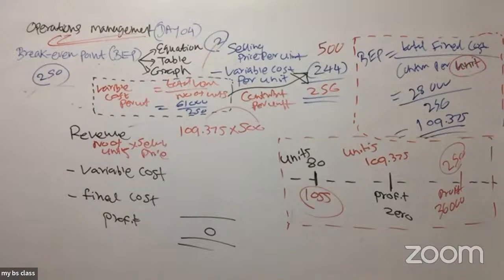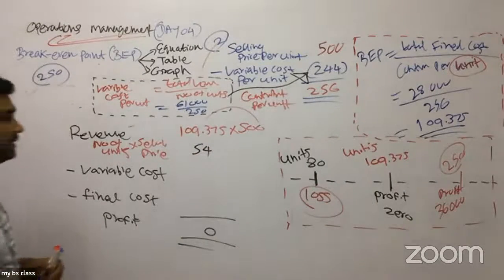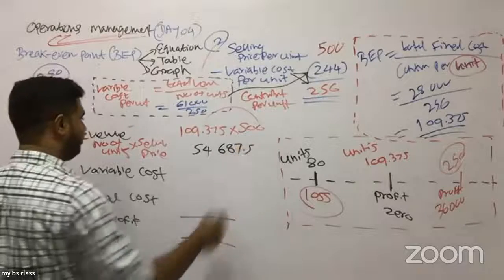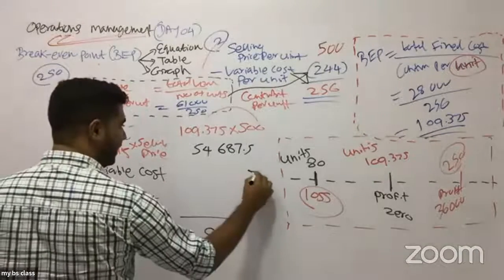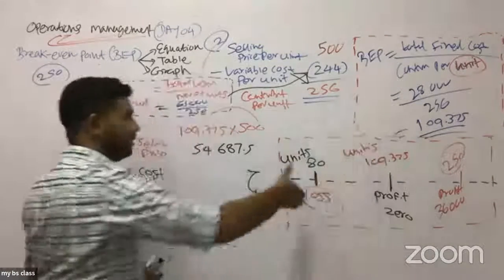Could you please take your total revenue? 109.375 into 500. කීයක් එනවද? 54,687.5. Now can you try total variable, total fixed? Answer should be 0. ඒ කියන්නේ අනිවාර්යෙන්ම මේ දෙකේ එකතුව 54,687.5 වෙන්න ඕනේ. And also please do not forget to take this part as well.